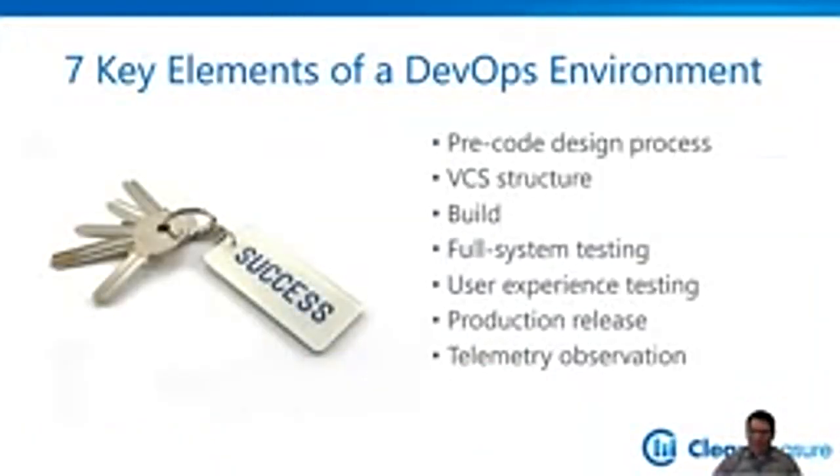So, the 7 key elements of a DevOps environment, right here on the screen: your pre-code design process. There are some things that we need to think about even before we've written a line of code. Then our version control system structure, how we do the build, how we do full system testing, how we do user experience testing, production release, and then telemetry observation, how we know how it's going.